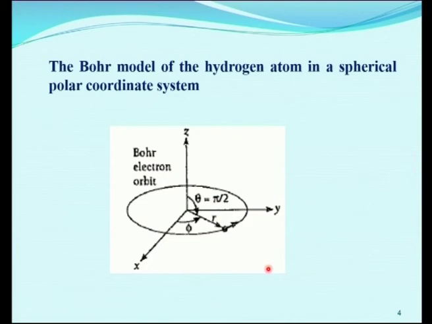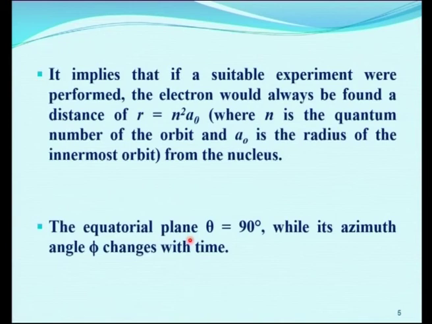It implies that if a suitable experiment were performed, the electron would always be found at a distance r equal to n squared a naught. We have seen n is the principal quantum number, and a naught is the radius of the orbit from the nucleus. So, in this equatorial plane theta is equal to 90 degrees, while its azimuth angle phi changes with time. The quantum theory of hydrogen atom modifies the Bohr model in 2 ways.